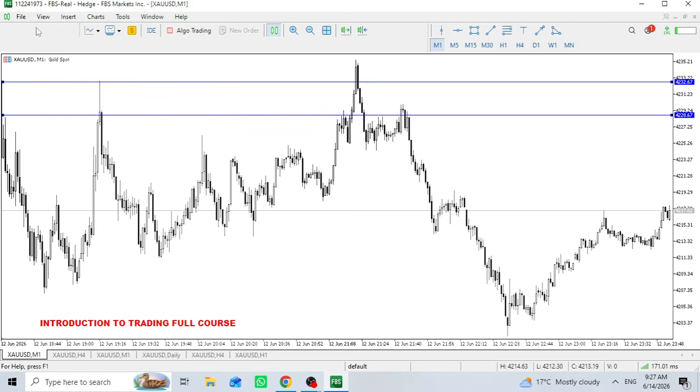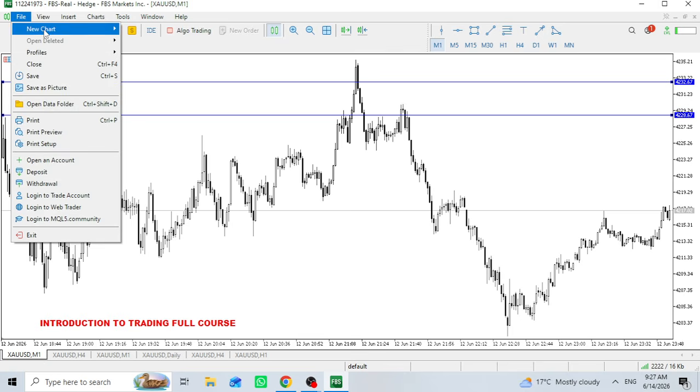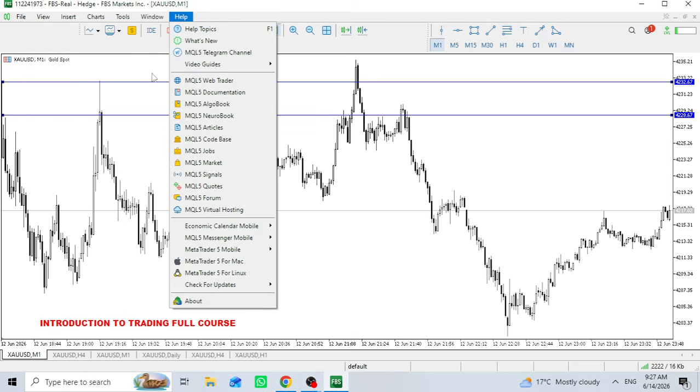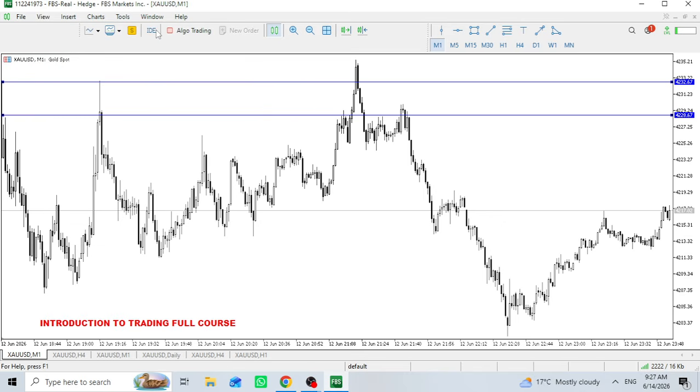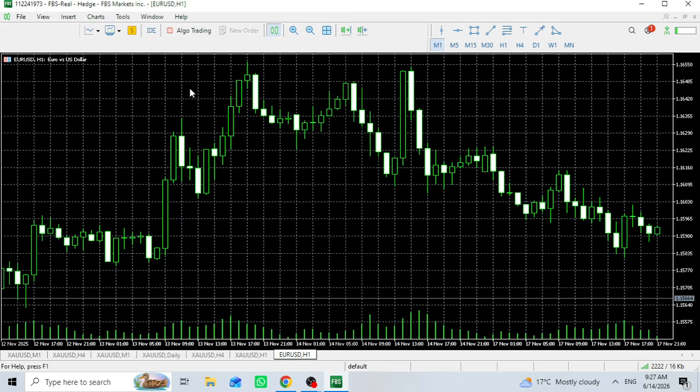Now the other thing you need to know is how to add a pair on your MetaTrader. Just come here, you always go to File, you go to New Chart, and now you can add any pair you want, either forex, the main pairs. If you need CFDs, energies, indexes, anything you want, you just go to New Chart, and after you see it, you just click it. Let's just add EUR/USD. You can see I just click there, and my EUR/USD chart is here.